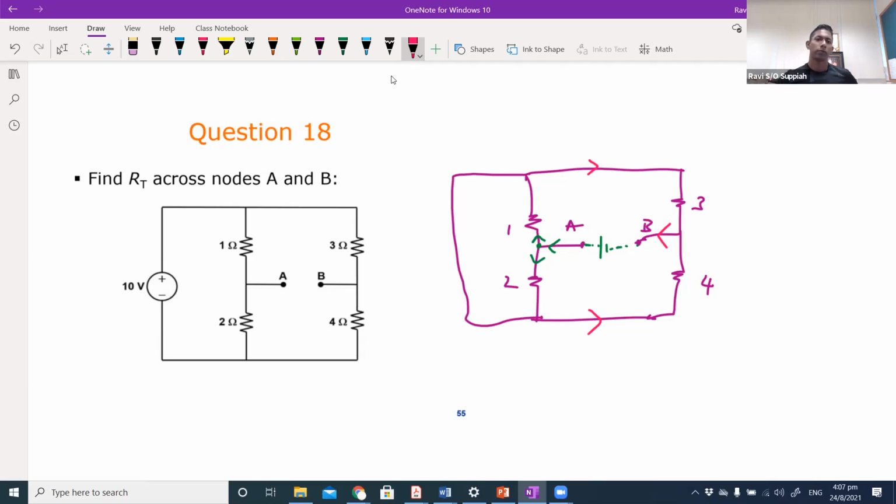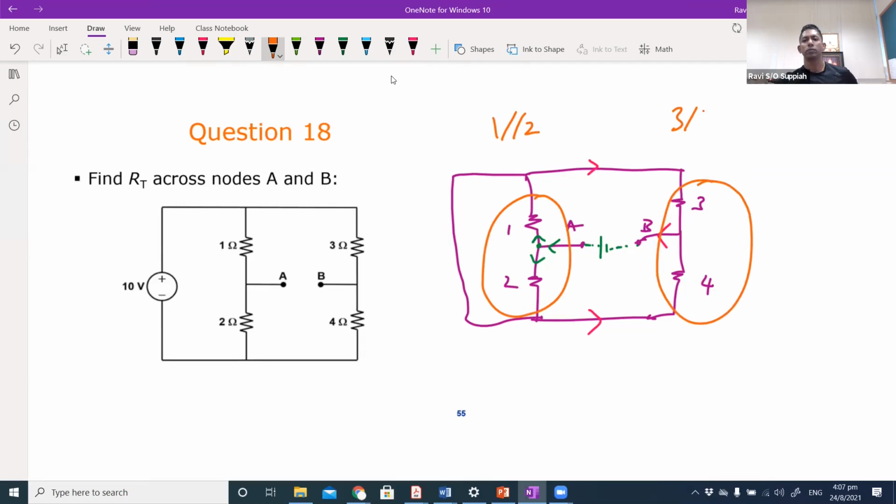So because of that, you can say that this is the first split. That means 1 parallel with 2 is the first split. And then when it wants to come back in through the negative, it has to split through 3 and 4. So the total resistance would be 1 parallel with 2, add with 3 parallel with 4, which will give me 2.38 ohm.